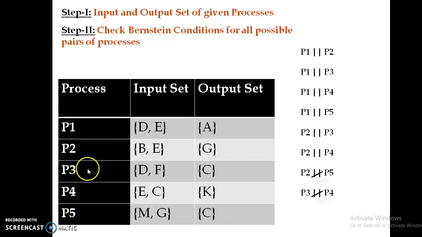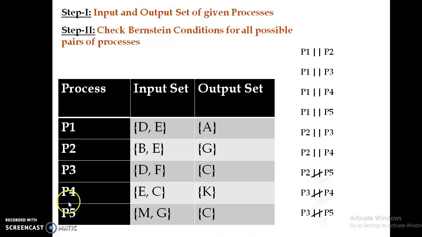Now we'll check P3 and P5. Input set of P3 and output set of P5, there is no common element. Input set of P5 and output set of P3, there is no common element. But output sets of P3 and P5 are the same. So P3 and P5 can't execute in parallel.